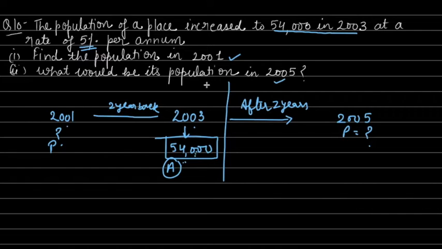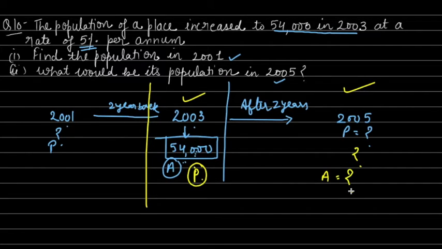Rather, in the second part, what would be its population in 2005, and it is increasing. It means when we do the second part, I will be considering this and this, and the 2005 population you have to calculate. It means this will be the principal in that case and the amount we will be calculating. Rather, in the first case the amount is given and the principal you have to calculate. So your increased population will always be the amount, right?